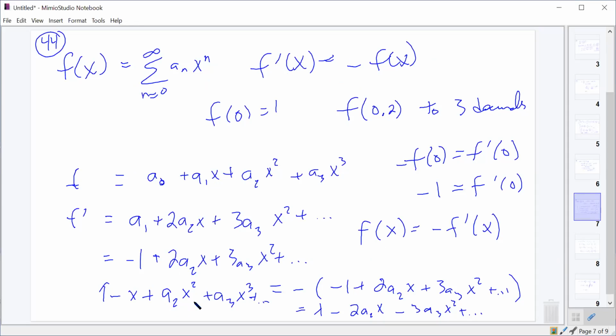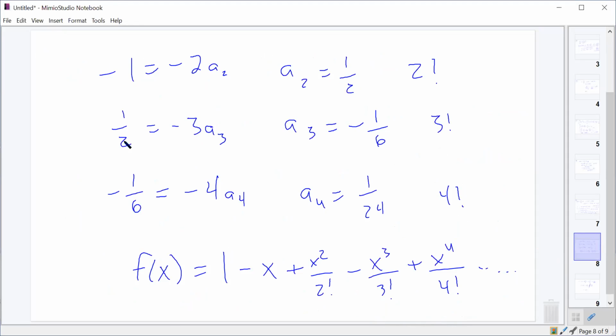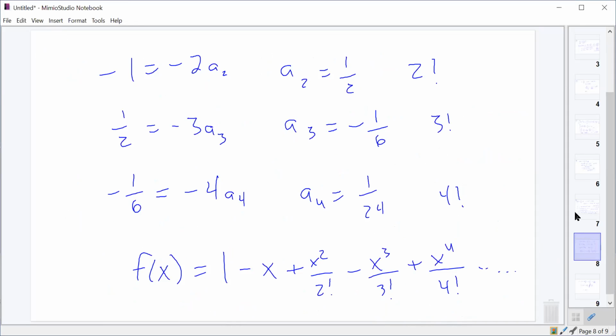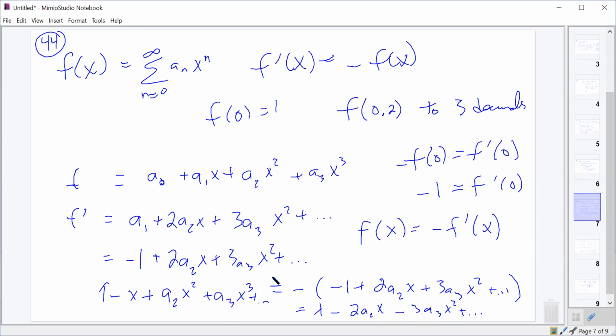So we knew we had a half of an x squared, and a half of an x squared was negative 3a sub 3 x squared. And so we took a half equal to negative 3a sub 3 and solved that and got a sub 3 is negative 1/6. And so then we went back in and we said, well, we know we have negative 1/6 x cubed here.